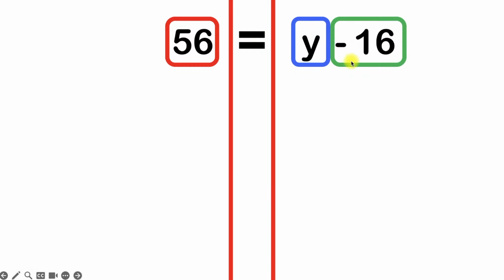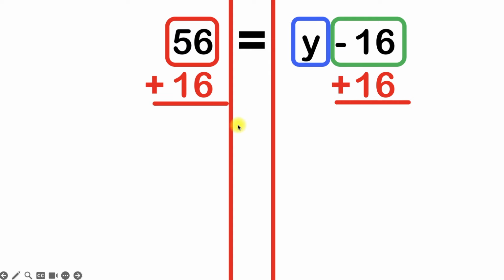So here we have minus 16. And what's the opposite or the inverse operation of minus 16? Well, that's plus 16. So I'm going to add 16 right under minus 16. And remember, that's because we need to isolate the variable just to get it by itself. So because we're adding 16 to the right side, we have to also add 16 to the left side. Remember, that's going to allow us to balance the equation like we had with the scale in the model. That means that if we're adding 16 to one side, we're adding 16 to the other side.